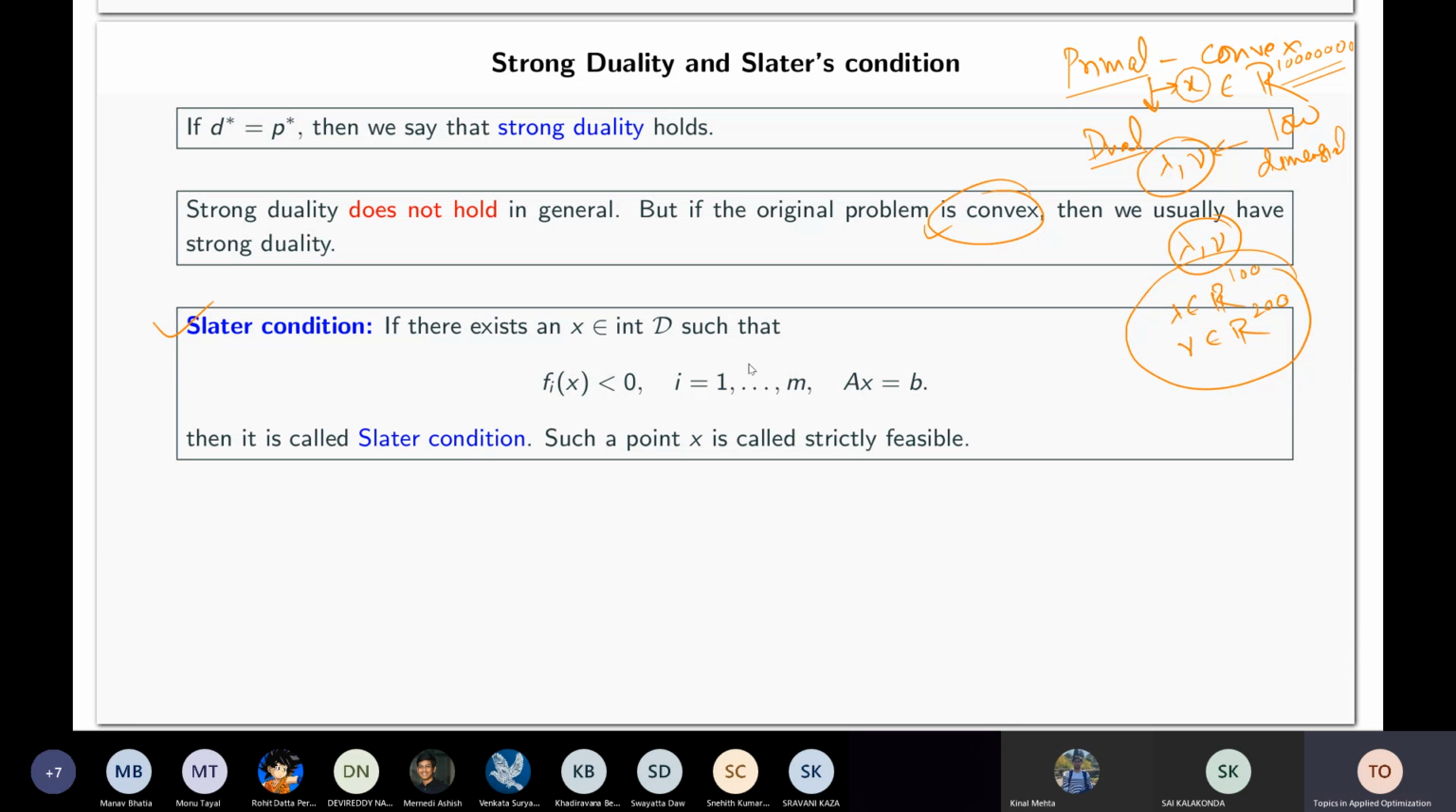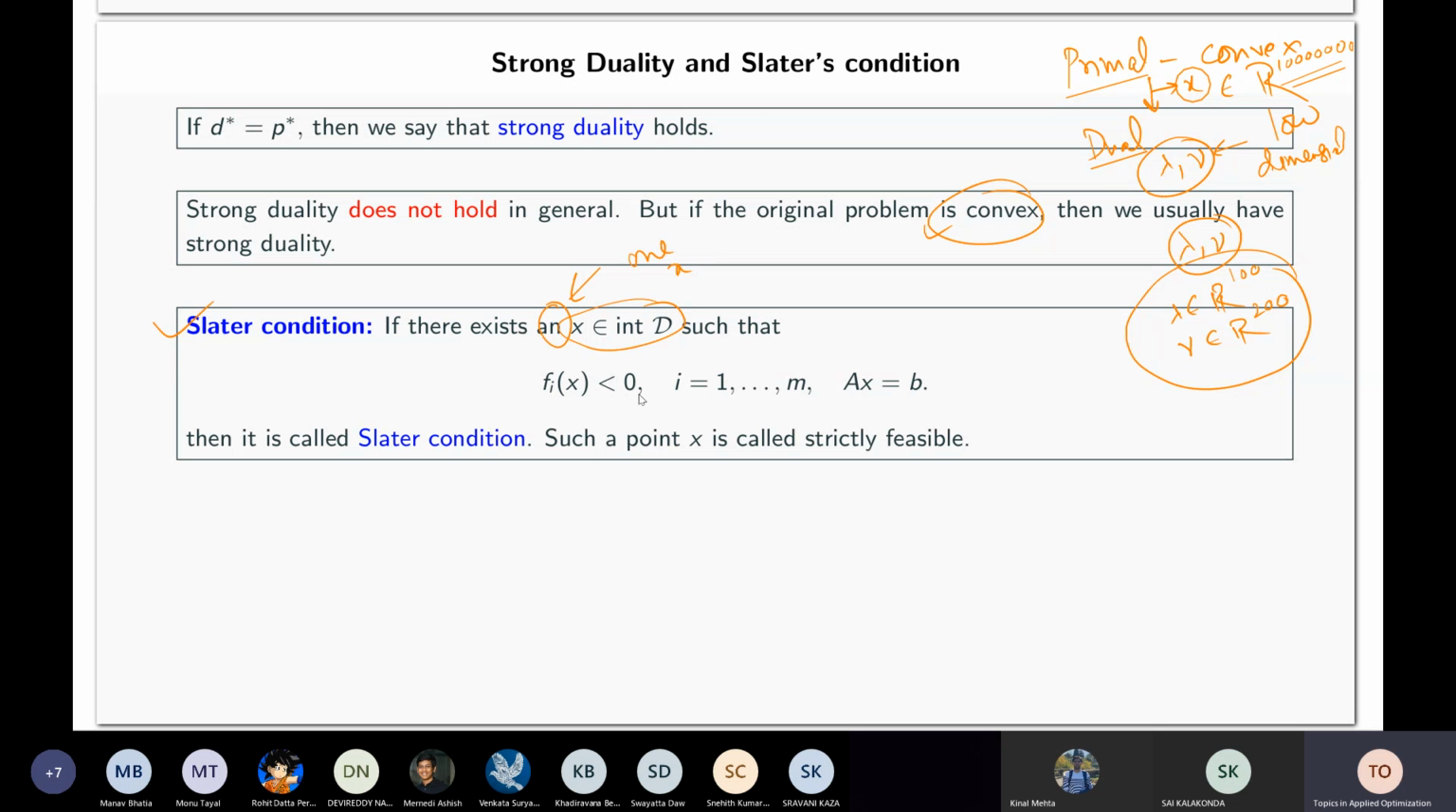Okay, in some cases. But in general, if you don't know about convexity, then the question is, are there any conditions that I can check which will prove strong duality? So there is one such condition called the Slater condition. It says that if you can find some x, just one x, it's not saying all x. One is enough.